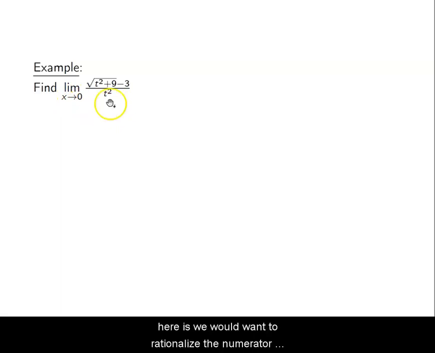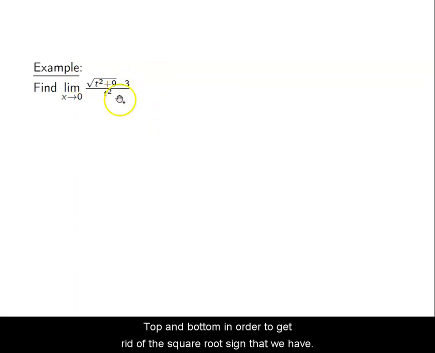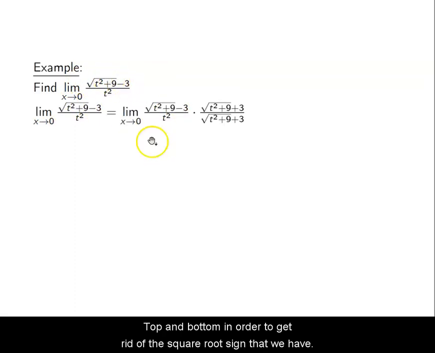So what we would want to do here is rationalize the numerator, right? Normally we rationalize the denominator when we see a square root in the denominator. So we're actually going to do the opposite. We're going to make the numerator have a non-square root term, and the denominator will then contain a square root term. So in order to do that, we're going to multiply by the radical conjugate, top and bottom, in order to get rid of the square root sign that we have in the top.